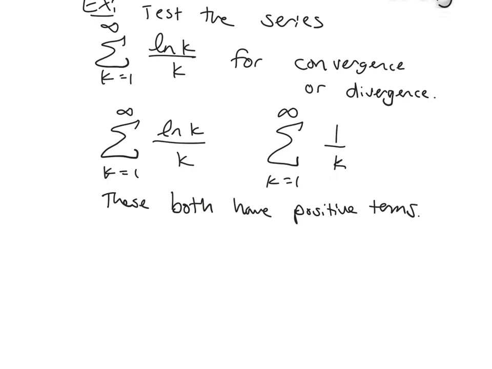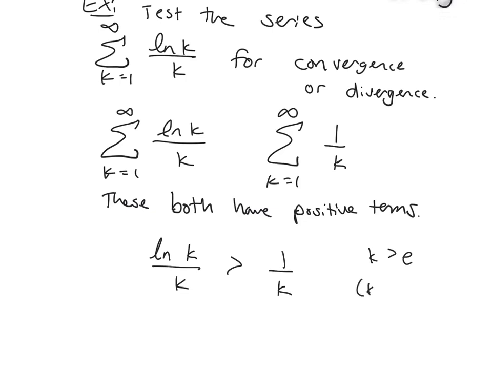So now I need to compare the two: ln of k over k, and 1 over k. I've got to figure out which one of these is larger. The ln of k one, right? It's not larger for k equals 1, because ln of 1 is 0. But after a certain point, it'll become larger. So this is going to be greater than 1 over k, provided that k is greater than e in order for that to be true, because ln of e is 1.